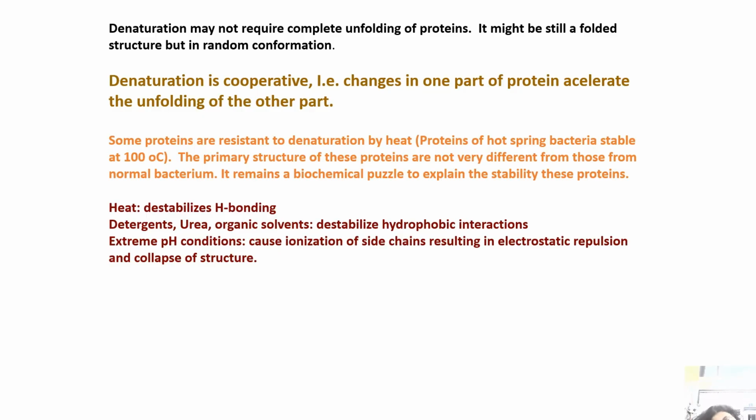So heat disrupts H bonding; detergents, urea, and organic solvents destabilize hydrophobic interactions. Extreme pH conditions cause ionization of the cysteine, resulting in electrostatic repulsion and collapse of structures.